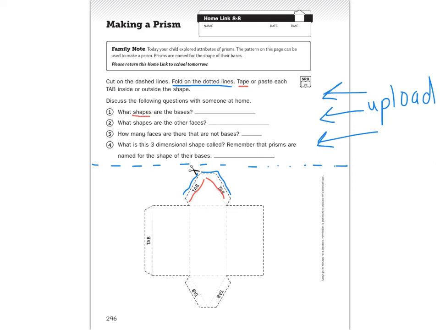What shapes are the bases? And if you can't remember, you might want to go back and watch this lesson again. It might help you. And then number 2, what shapes are the other faces? If you don't remember this vocab, go back to the lesson. How many faces are there that are not bases? And then what would we call this 3-dimensional shape? Remember that prisms are named for the shape of their bases. So I would go back up to this question and it might help you with it a little bit.